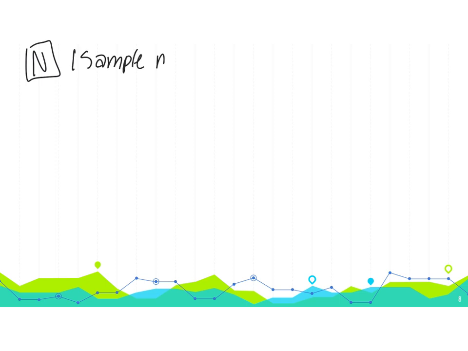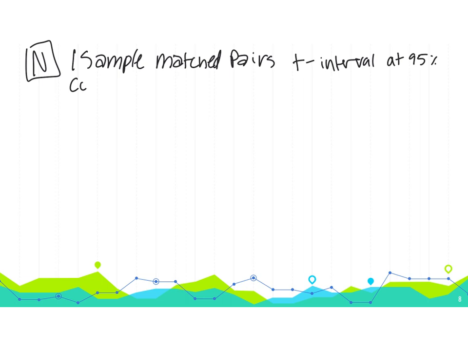Okay, so for N, we're going to do the sample title, which is the one sample matched pairs T-interval, at 95% confidence. And then the degrees of freedom is going to be 10. And for I, we're going to do our calculations.